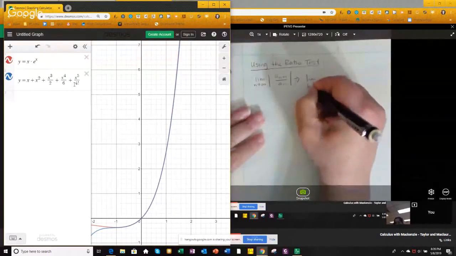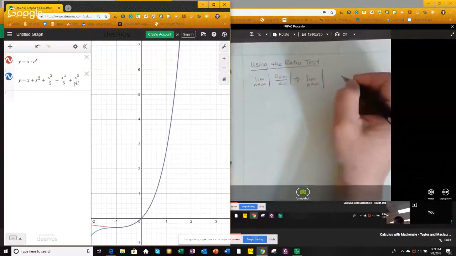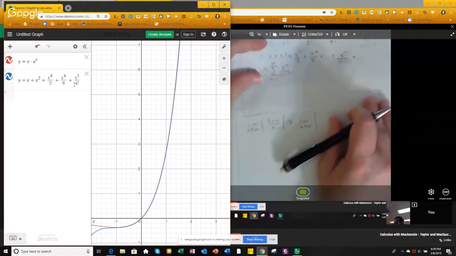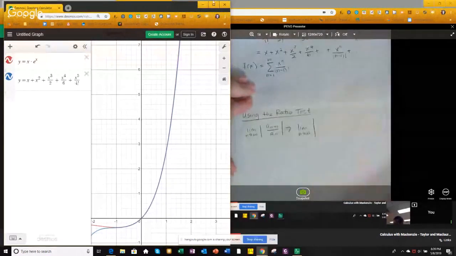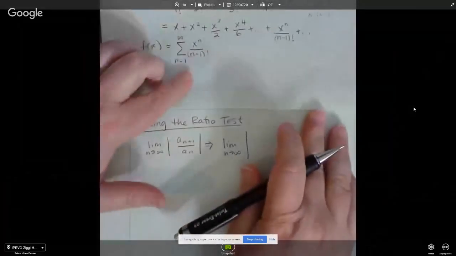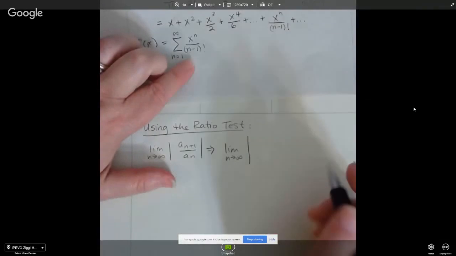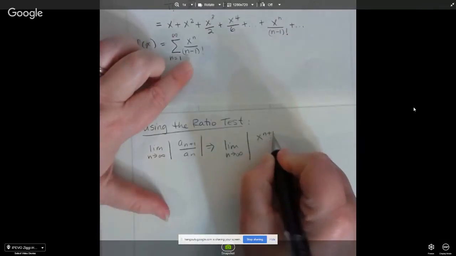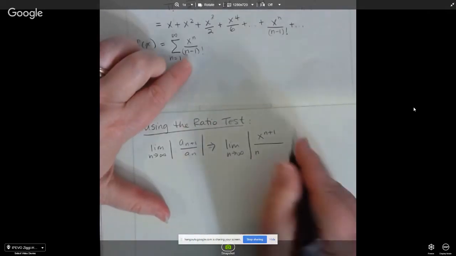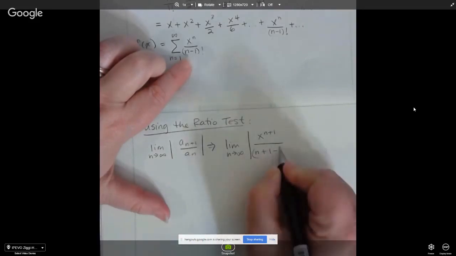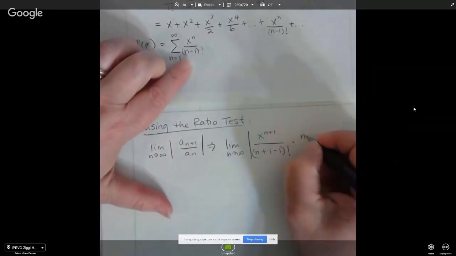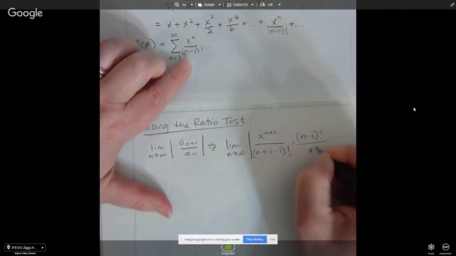That would be the limit as n goes to infinity of, well, my term here is this one. Since this would give me a double-decker fraction, I'm going to flip it right away. So this would be x to the n plus 1 over n plus 1 minus 1, and then I'm going to flip the second one already, so this would be n minus 1 factorial over x to the n.